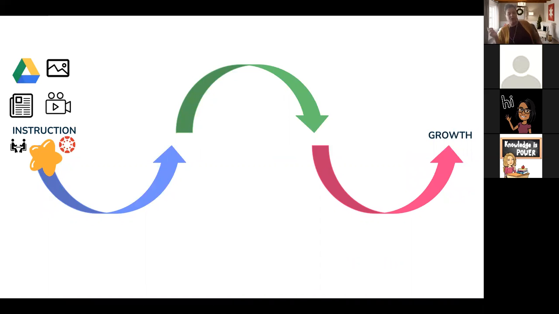First is the way you design instruction. You're posting videos, using images, getting kids to read. You figure out ways for kids to learn, and you're posting that stuff in Canvas, or you're providing that face-to-face in the classroom, teaching the kids your content.